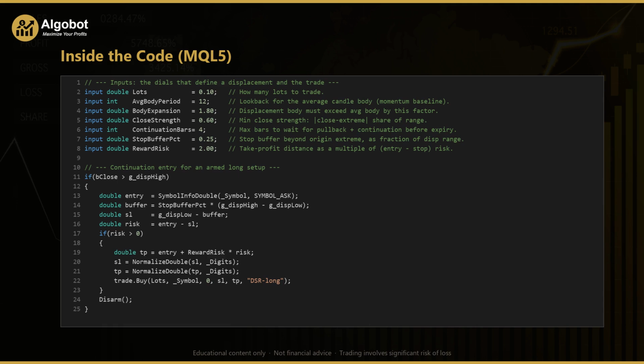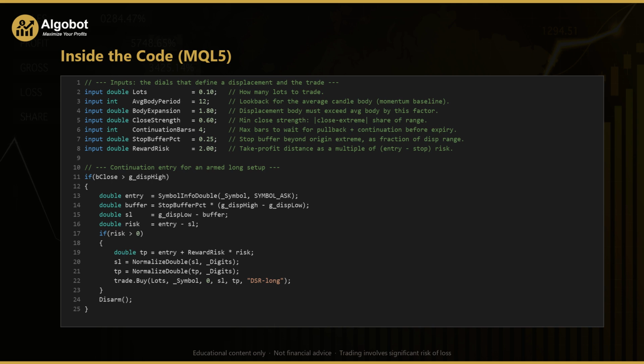Here's the actual MQL5 the expert advisor runs, just as you'd see it in MetaEditor. At the top are the inputs, the dials you can tune in the strategy tester. Lots sets your position size. Average body period is the look-back window for the momentum baseline. A larger number smooths it and makes displacement harder to flag.